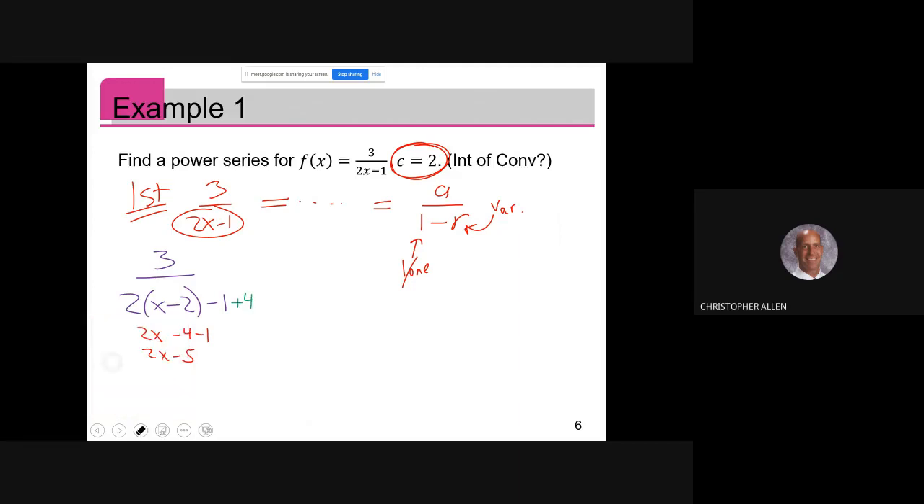You might want to add this to your notes. And guys, once you get good at this, you don't have to write all these things down. I'm just trying to explain my thinking as I go through this. In other words, what I'm saying is this is now 3 over 2 times the quantity x minus 2 plus 3.